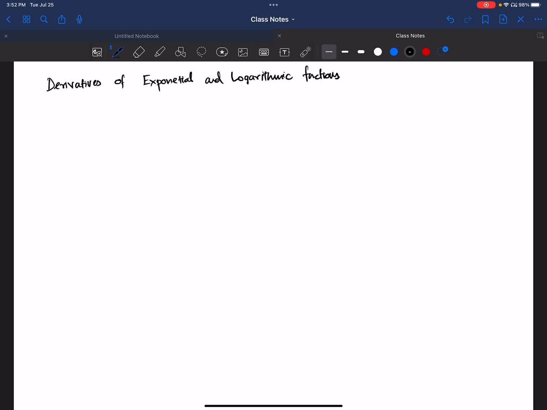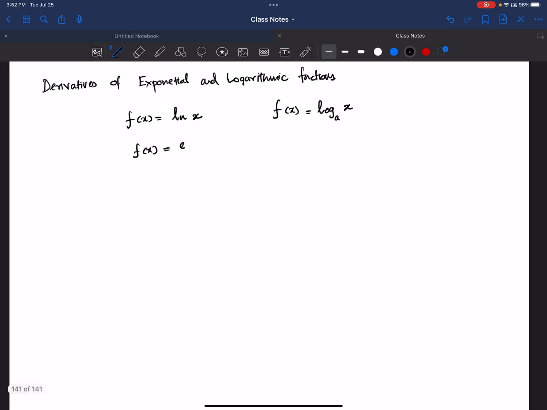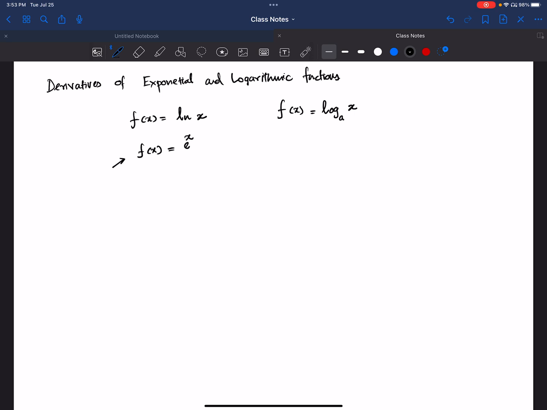a logarithmic function is. So if you have first f of x equals natural log of x, or you may have any base, log base a of x, and it's also a logarithmic function. And you can have functions like f of x equals e to the power x. These are exponential functions.